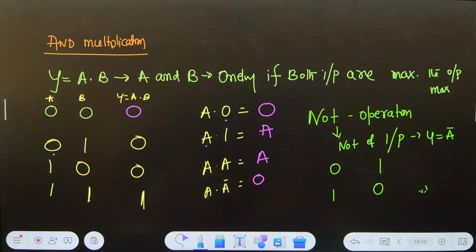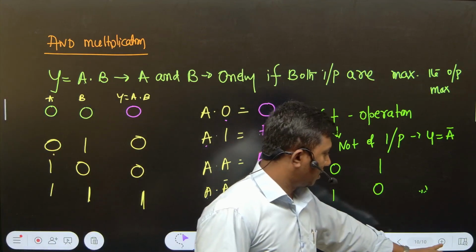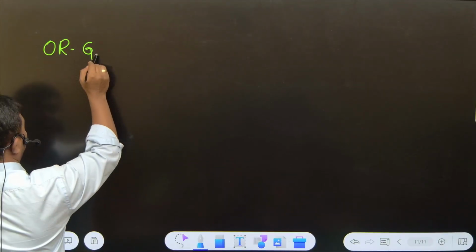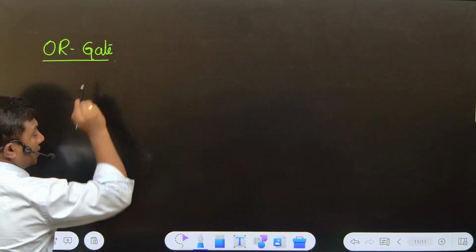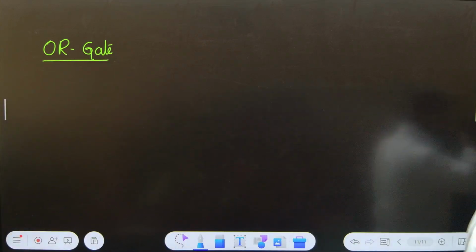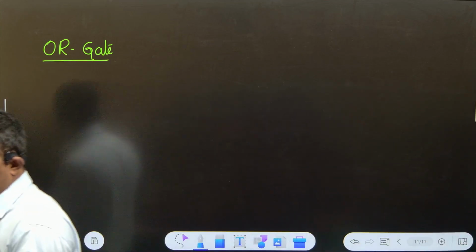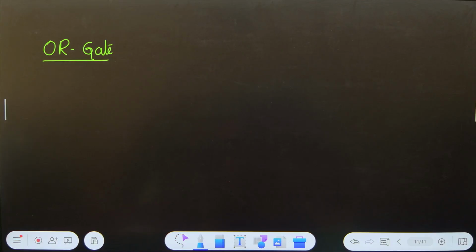Take next: OR gate. There is a difference between OR addition and OR gate. OR addition is an operation, but OR gate is a device. Do you understand? There is theory for a mobile. When we study the theory, that is not the mobile. When you build it, that becomes the mobile. But the mobile works on the theory of the mobile.